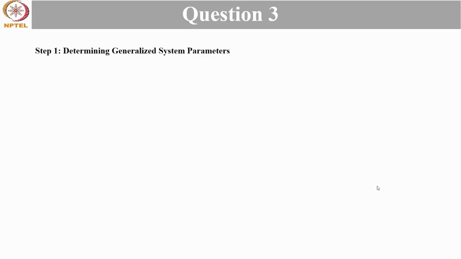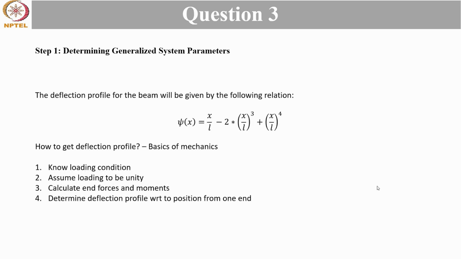Okay, so step one will be to determine the generalized system parameters. Before moving to generalized parameters, we need to know the deflection profile of the beam. For a beam with continuous loading fixed at both ends, the deflection profile is given by epsilon x, which is nothing but x by L minus 2 x by L cube plus x by L to the power 4.